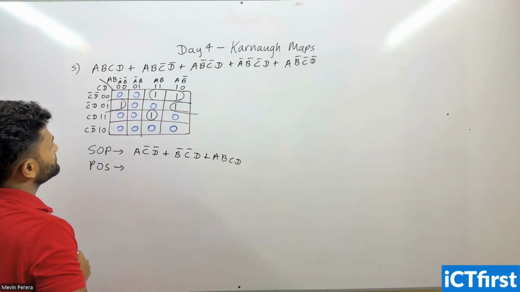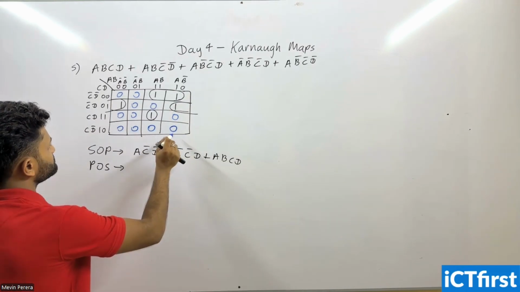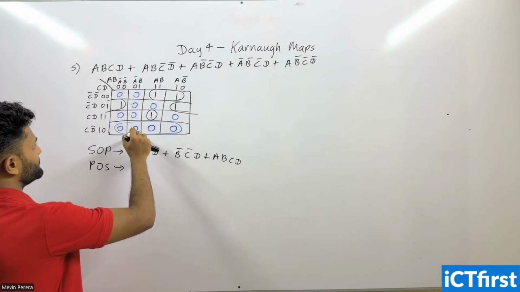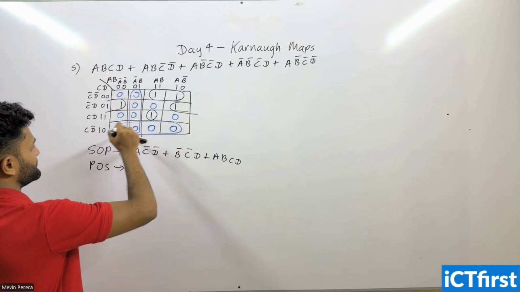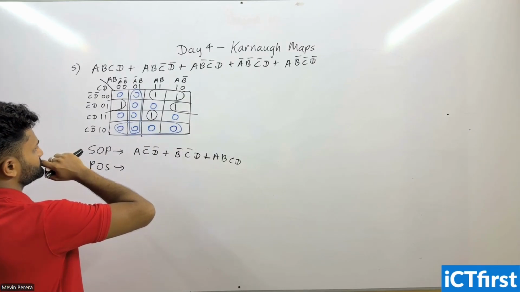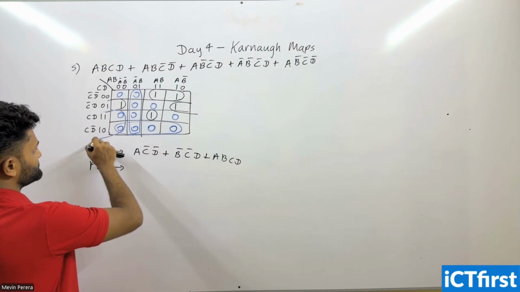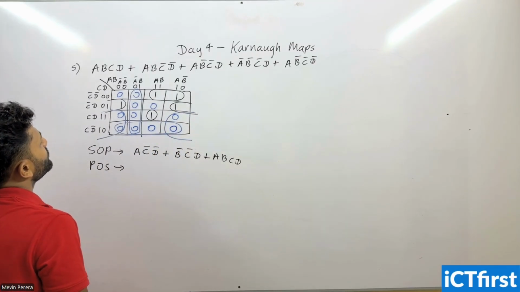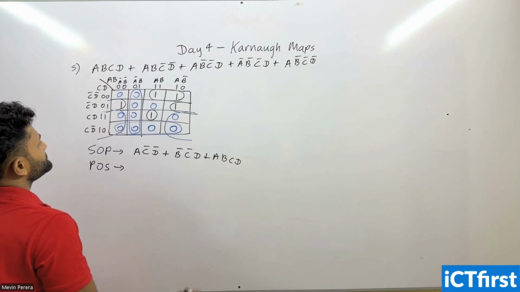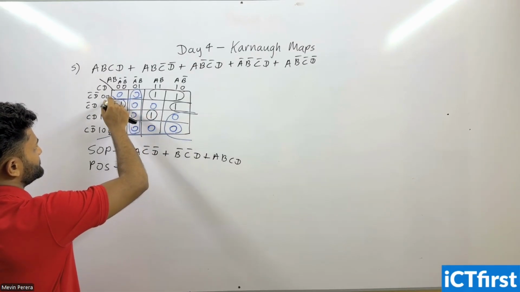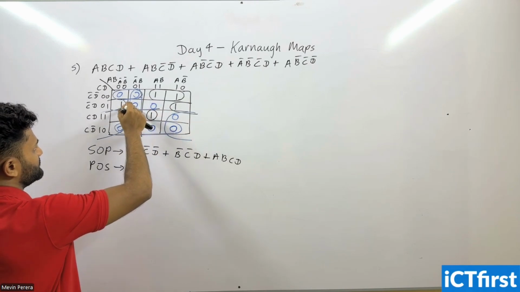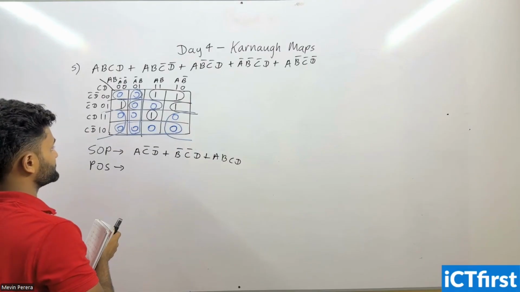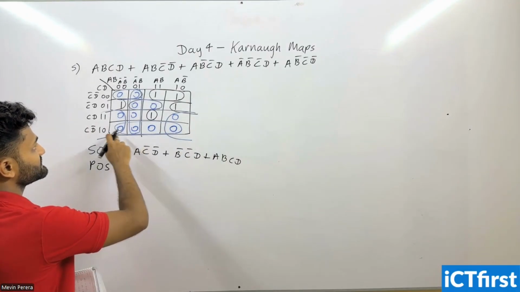Okay, so in this particular one, how are we going to group it? This one is there, then this one is there, right? And then this particular one. Now, this one and this one. How many groups are there? A lot of groups are there.